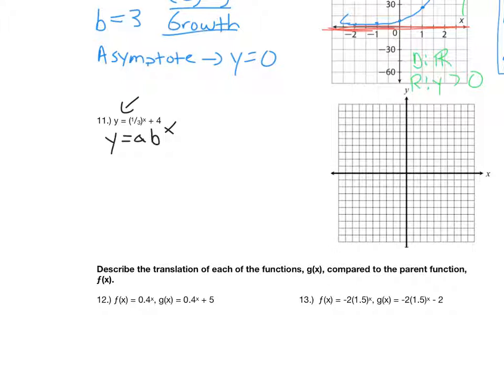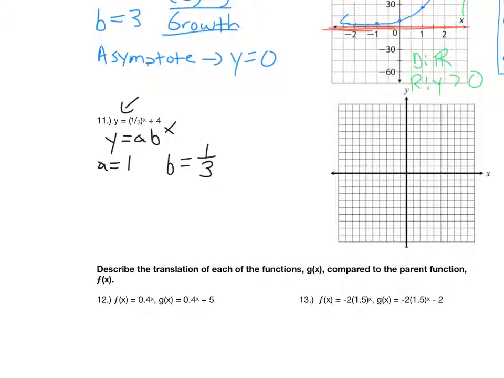There's an invisible 1 there, if you will. So a is actually going to be 1, right? And I hope that makes sense, because 1 times 1/3 raised to the x power would still be 1/3 to the x power. Okay, so a would in fact be 1. What would b be? B is going to be 1/3.